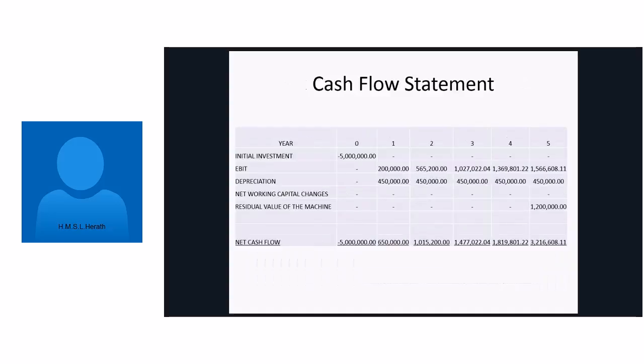In my cash flow statement, the initial investment is mentioned at the beginning of year 0. It means 5 million. Then earnings before interest and taxes are there. Depreciation is on my 3 million machine on a straight line basis for 5 years. Then I took the residual value of the machine as 1.2 million at the end of the 5th year.